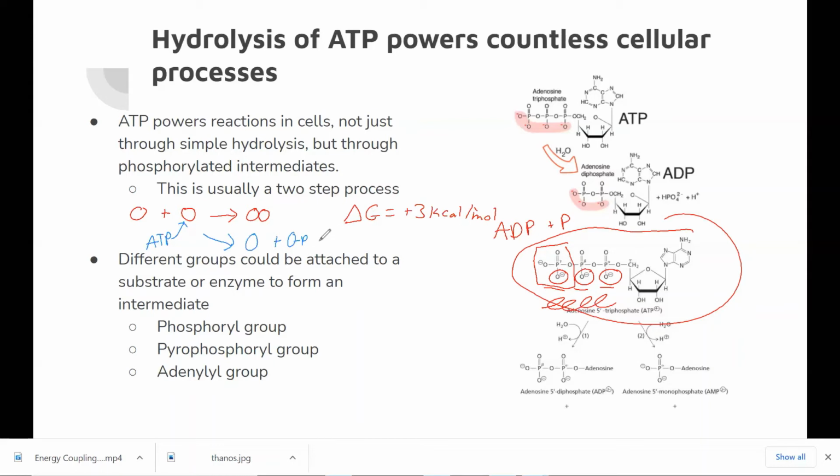Now, the reason that this is beneficial is because this intermediate here is less stable than the original reactant molecule. And that's important because when a molecule becomes less stable, it doesn't like to stay like that. So by destabilizing this molecule, you've made it more likely to bond with the other reactant molecule, producing what you wanted in the first place. And yes, you are going to get rid of that phosphoryl group in the process.